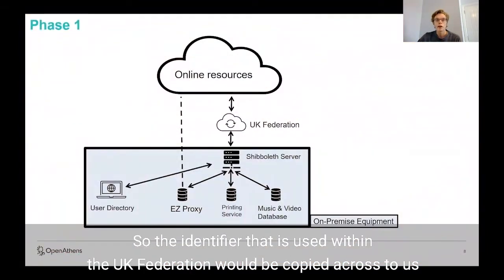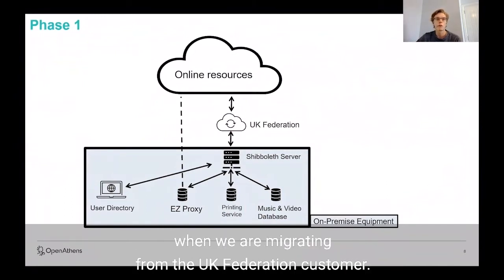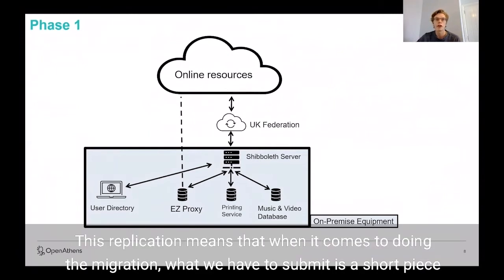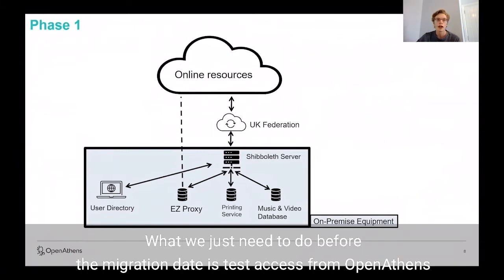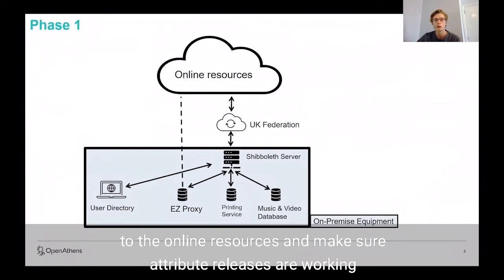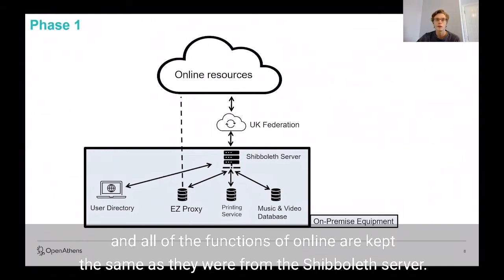So the identifier that is used within the UK Federation would be copied across to us when we were migrating from a UK Federation customer. This replication means that when it comes to doing the migration, all we have to submit is a short piece of information that changes the endpoint from the Shibboleth server over to OpenAthens. And what we just need to do before the migration date is test access from OpenAthens to the online resources and make sure attribute releases are working and all of the functions are kept the same as they were from the Shibboleth server.